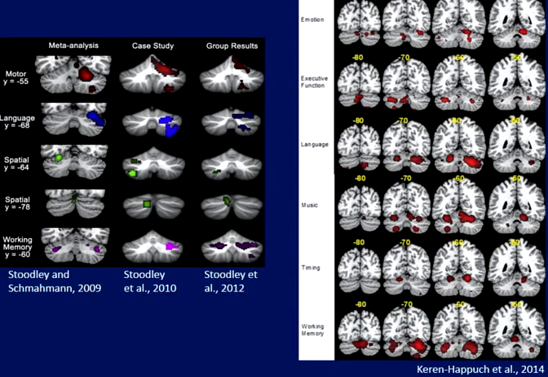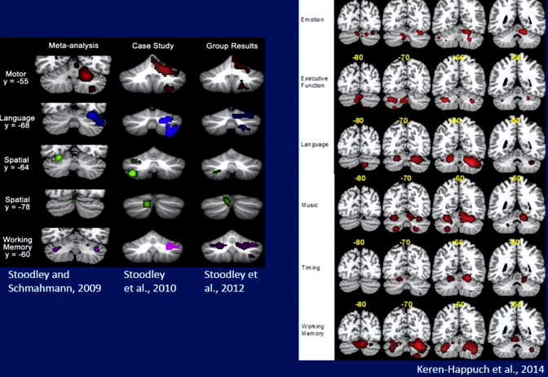Okay, so the first old idea that I would like to review is the concept that there is a functional topography within the cerebellum. Different parts of the cerebellum do different things. However, in the neuroimaging world, we know that mainly from a group study of 9 subjects and 2 meta-analyses that are shown in this slide.